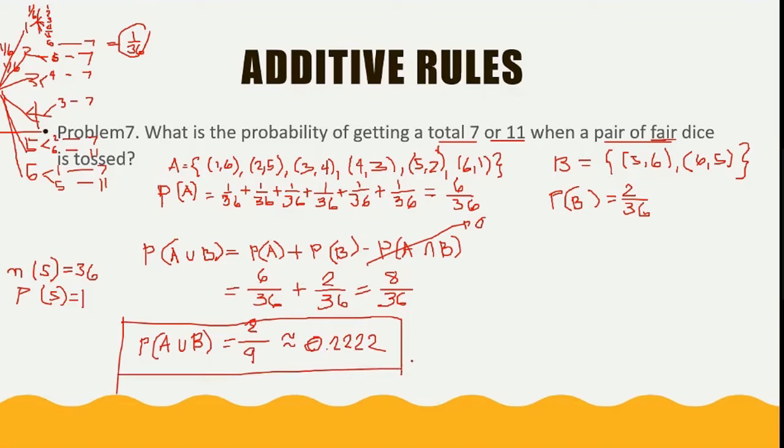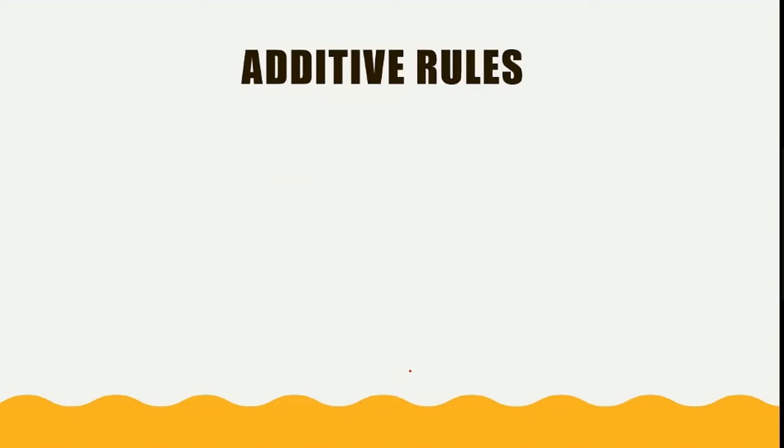So this is how we use the additive rules in probability. Let's take the other examples.